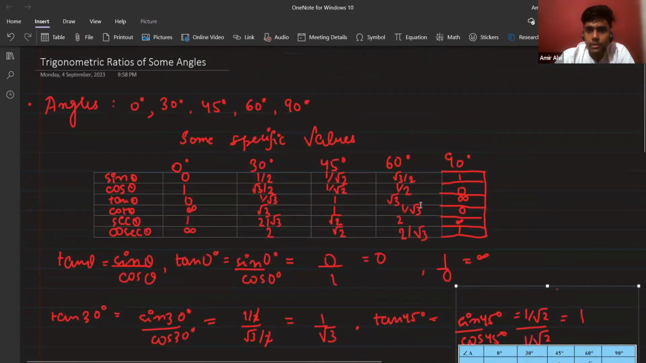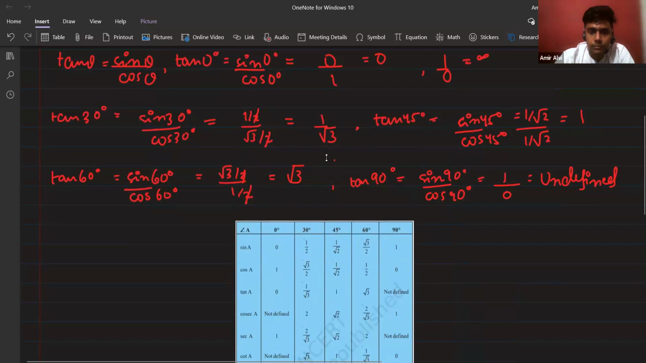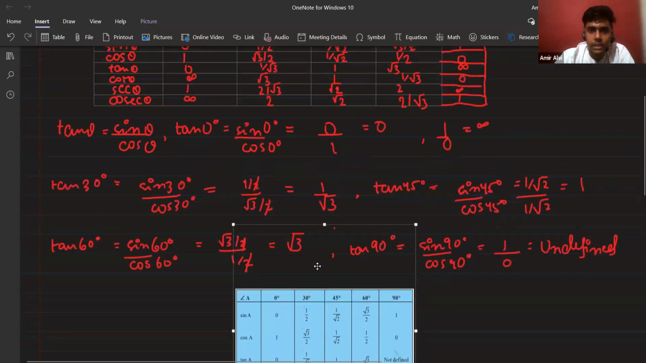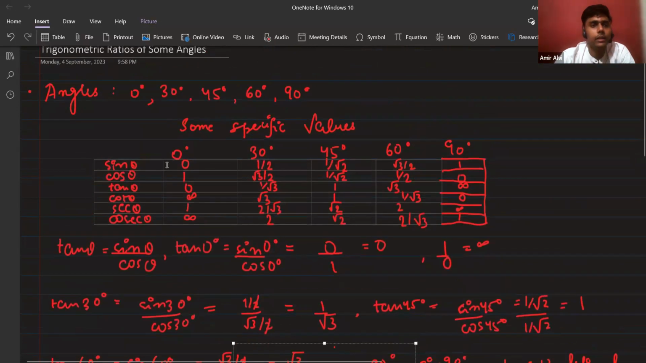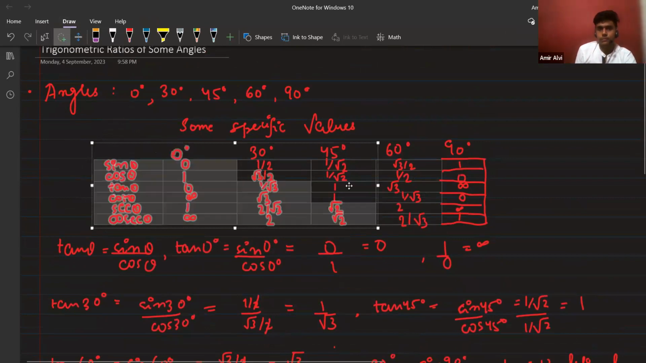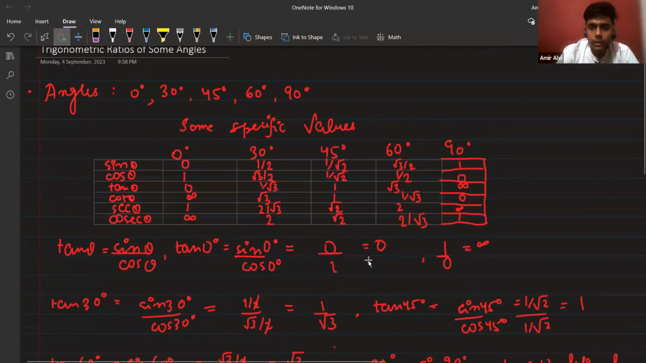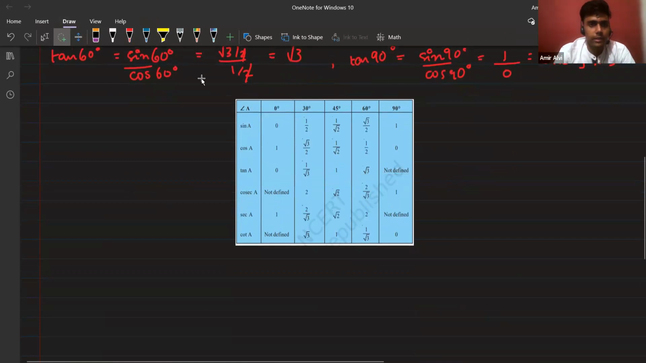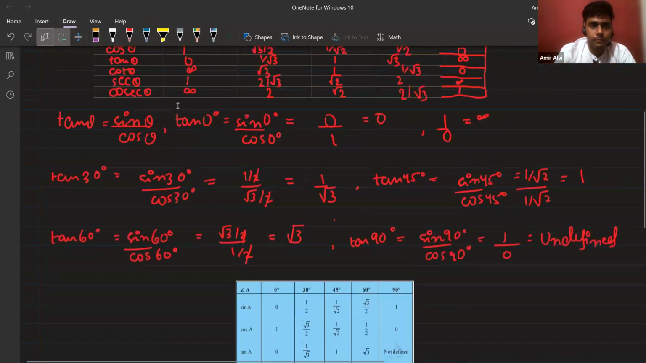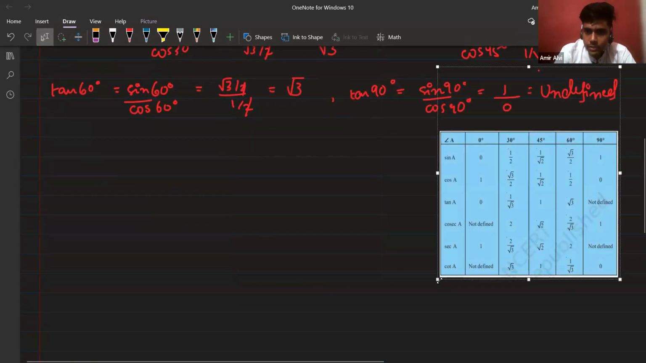Where should I place this? Should I place it there? Let's do one more thing. Just a second. Let's place it on this side. Okay, Faiz, is this visible to you?